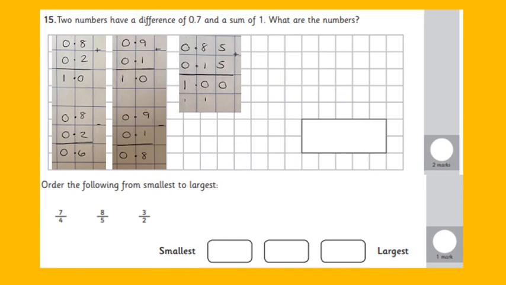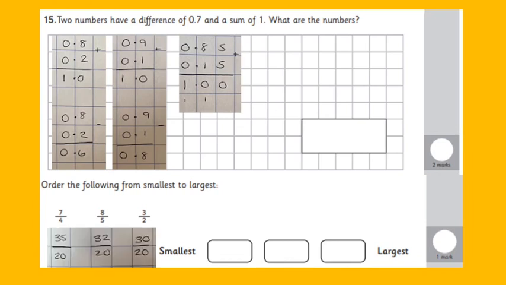But I would still probably go with changing all my denominators to the same thing. So what I did is I looked for a number that all of them have got in common, which is 20. So I turned all my fractions over 20 by multiplying my denominators to get to that number and then multiplying my numerators by the same one. And then what I can do is I can now start to see the answer here. So I've got 35 over 20, 32 over 20 and 30 over 20.